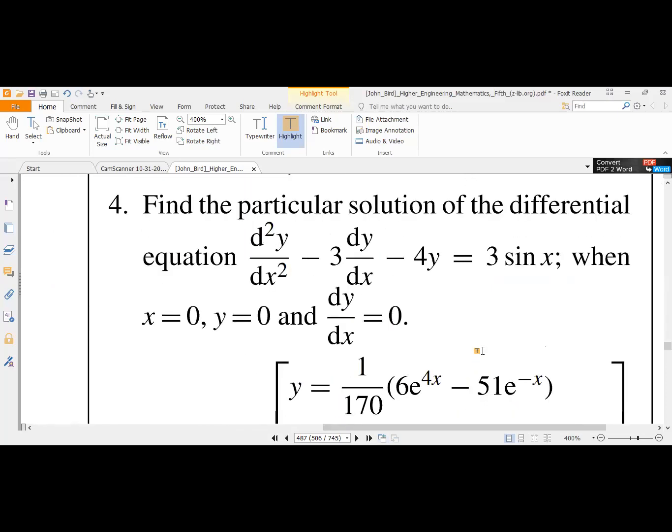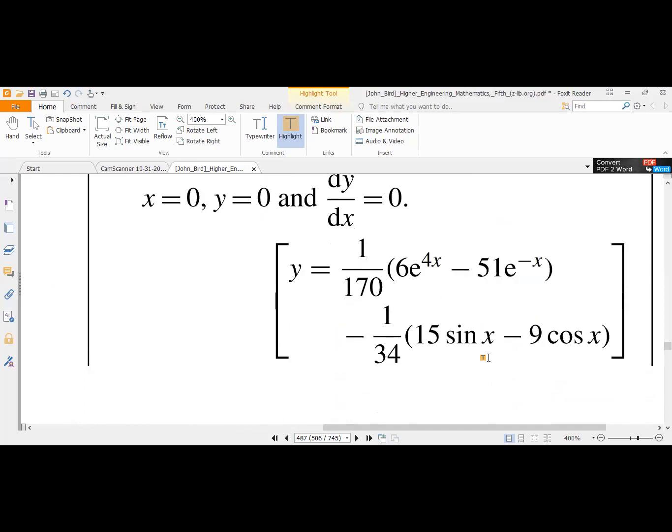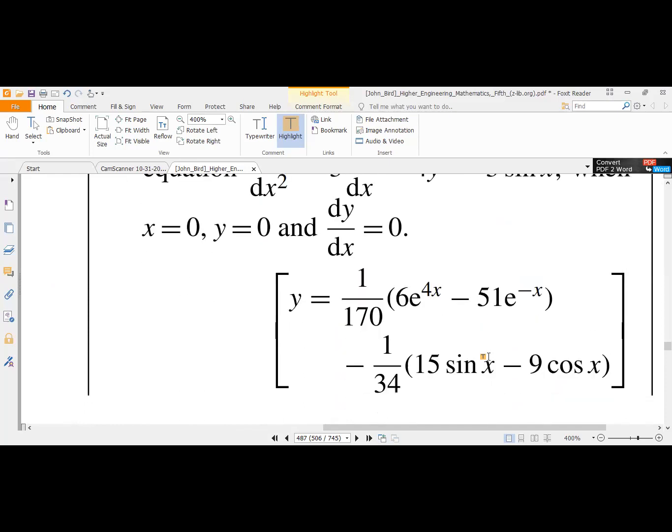So look at question number 4. Can you see there? The second derivative d squared y by dx squared minus 3 dy by dx plus y is equal to 3 sine x. Then here we are given that when x is 0, y is 0. That's condition number 1. When x is 0, dy/dx is also 0. So we have to solve it. So you have this as a solution.